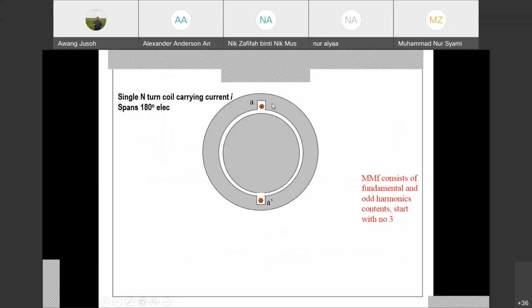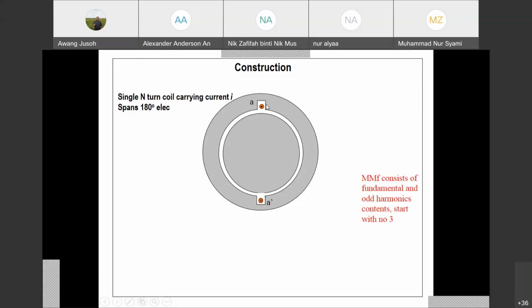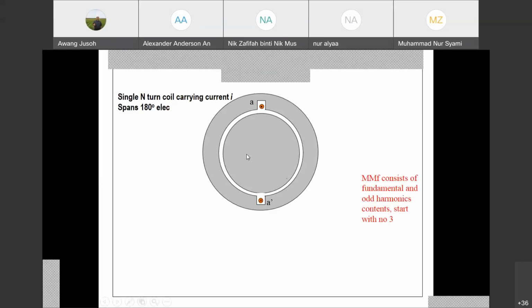So what does the dot stand for? The cross, at A bar, means current entering this slot, and the dot means the current coming out of this slot. The current comes here and turns back here. We want to know the flux produced by phase A now. What does the flux look like in phase A? Phase B and phase C are similar, the same thing but shifted by 120 degrees and 240 degrees. So we just focus on one phase first.